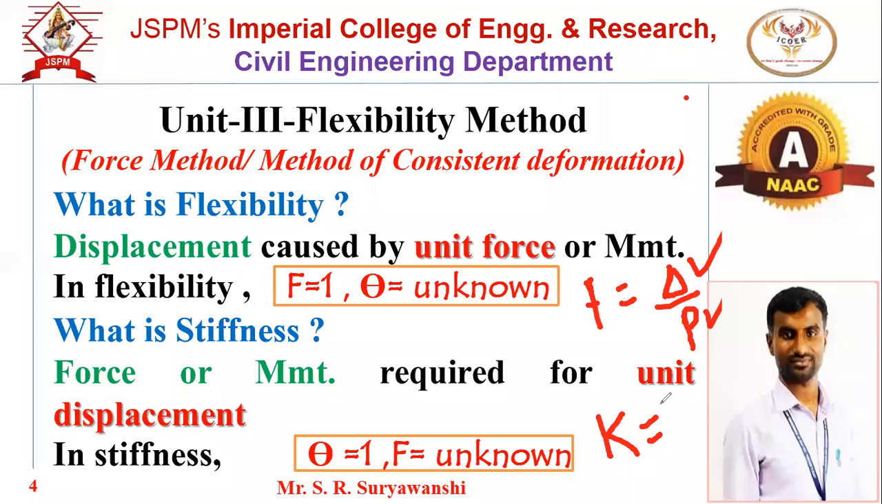P by delta, correct. So your stiffness will be P divided by delta. That's it. So these are the basic concepts of flexibility and stiffness. In flexibility, the unknowns are displacements. In stiffness, the unknowns are forces. We have to find out the force or moment for the unit displacement.